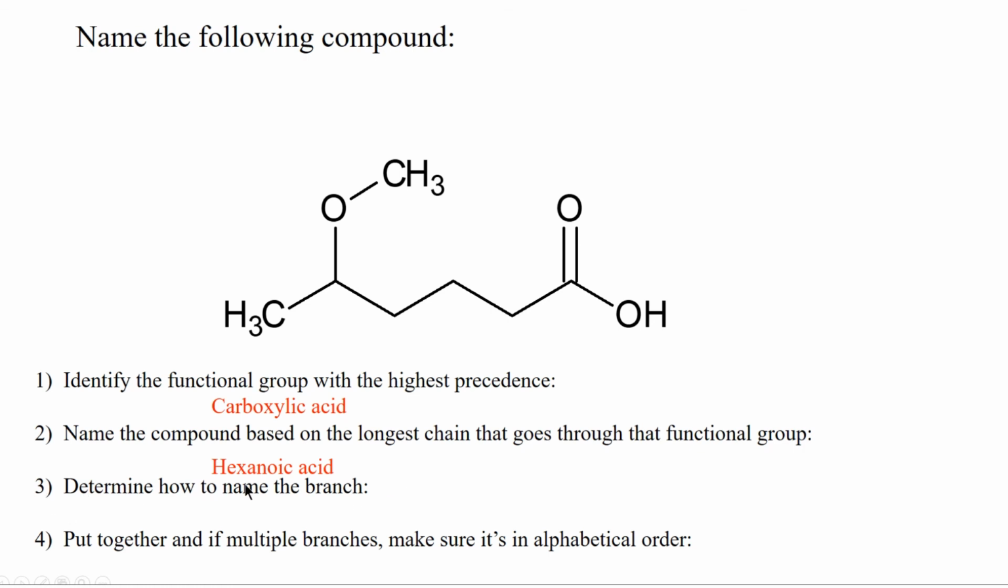Now we need to determine how to name this branch. When it comes to ethers, we have to use the IUPAC way of naming it as a branch. This carbon is included in our longest chain, so we do not need to include it when we name the branch. Instead, look on the other side: only one carbon, so this is a meth. To include this oxygen, it's called methoxy. So 1, 2, 3, 4, 5: this is 5-methoxy. Put this together, and if there are multiple branches, make sure they're in alphabetical order. We only have the one branch, so now we have 5-methoxyhexanoic acid.